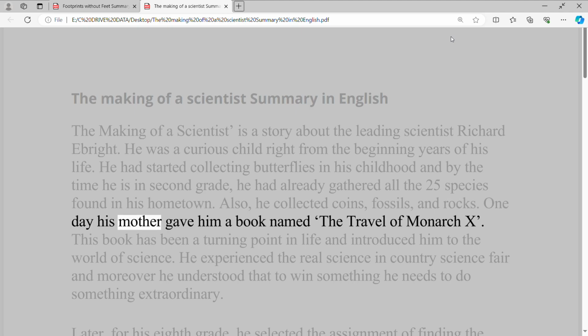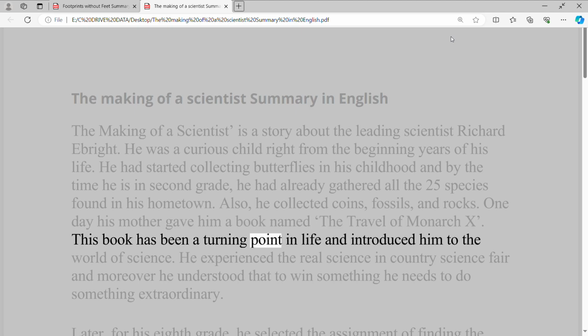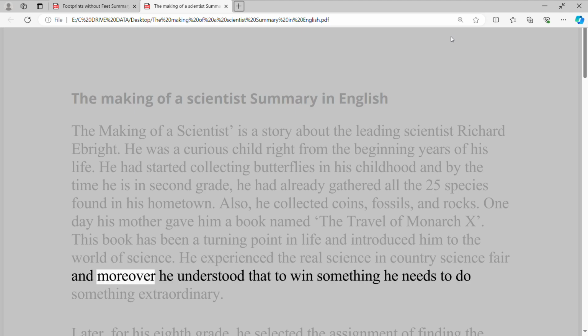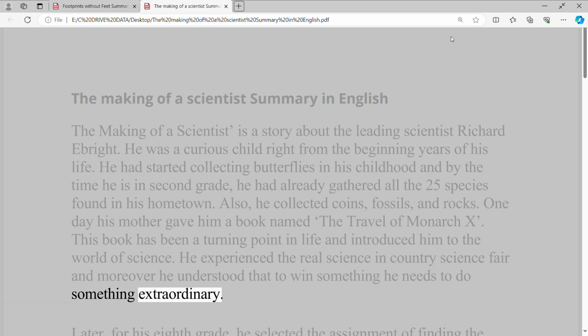One day his mother gave him a book named The Travels of Monarch X. This book became a turning point in his life and introduced him to the world of science. He experienced real science in the county science fair, and moreover he understood that to win something he needs to do something extraordinary.